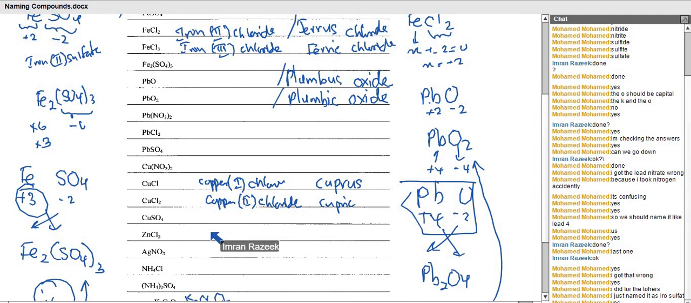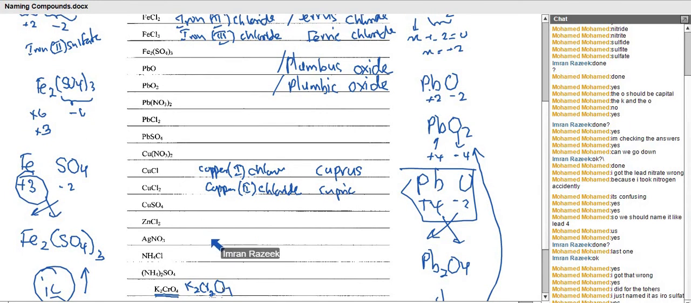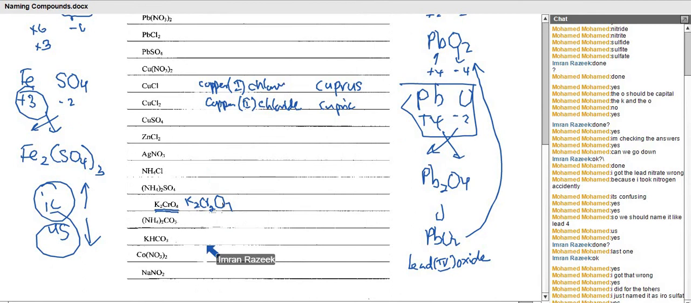But don't say zinc(II) chloride, just say zinc chloride. This is just silver nitrate, not silver(I) nitrate, just silver nitrate. Ammonium chloride, ammonium sulfate.